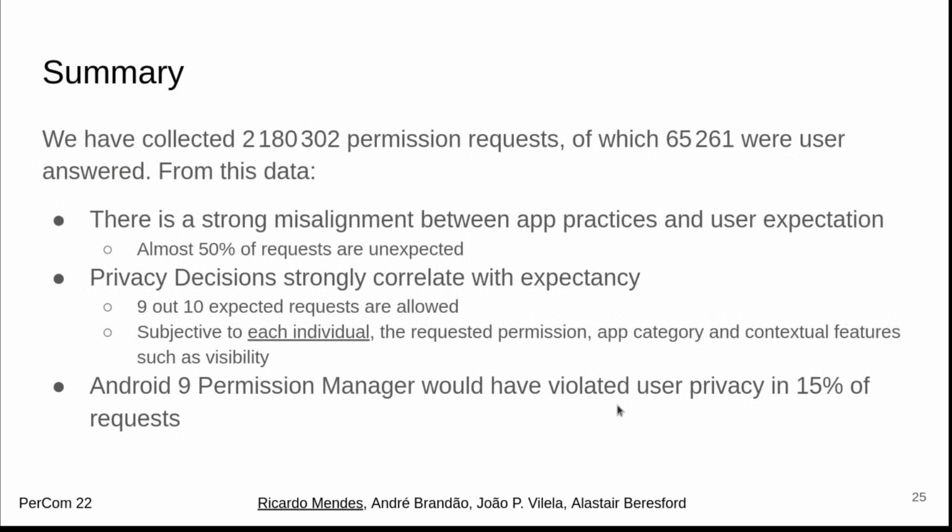So, in summary, for this work, we have collected 2 million permission requests, of which 65,000 were user answered, and from this data we've shown that there is a strong misalignment between app practices and user expectations. We've shown that privacy decisions strongly correlate with expectancy, as 9 out of 10 expected requests are allowed, and expectancy is strongly subjective to each individual, the requested permission, the app category of the requesting application, and contextual features such as the visibility of the requesting application. Now, Android 9 would have violated the user privacy in 15% of our user answered requests, which is a number that can be reduced, as shown in the papers that we have currently submitted.